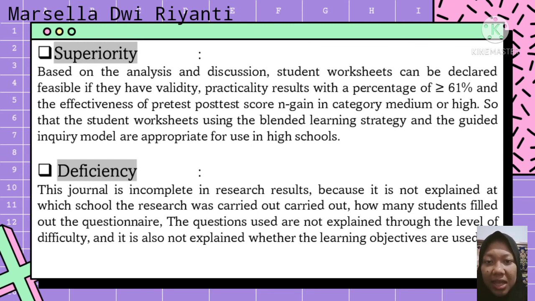Deficiency. This journal is incomplete in research result because it is not explained at which school the research was carried out, how many students filled out the questionnaire, and the students used are not explained throughout the level of difficulty, and it is also not explained what learning objectives are used.